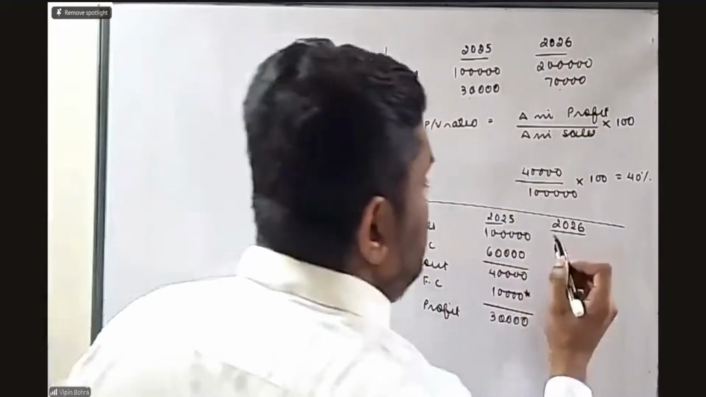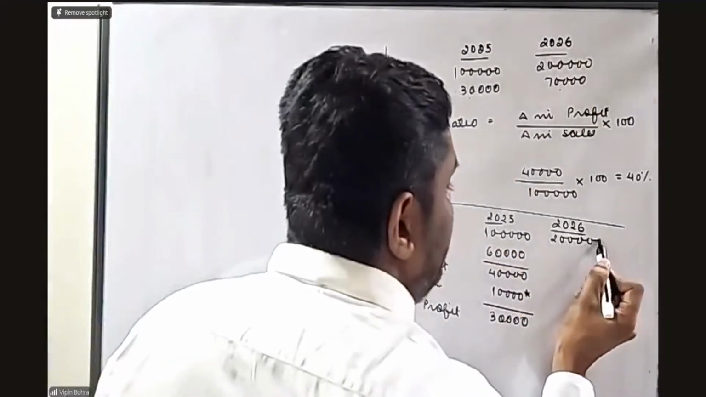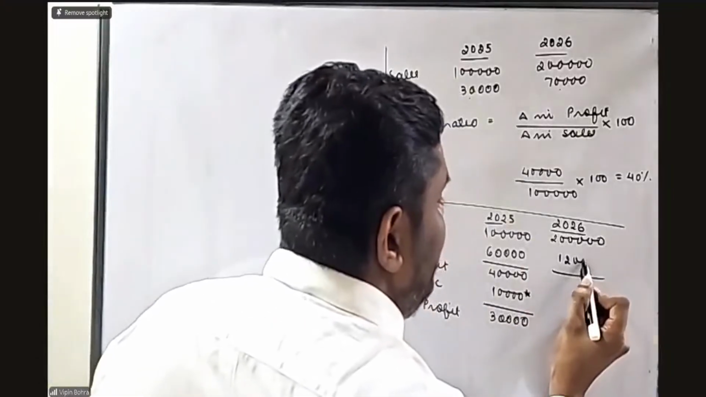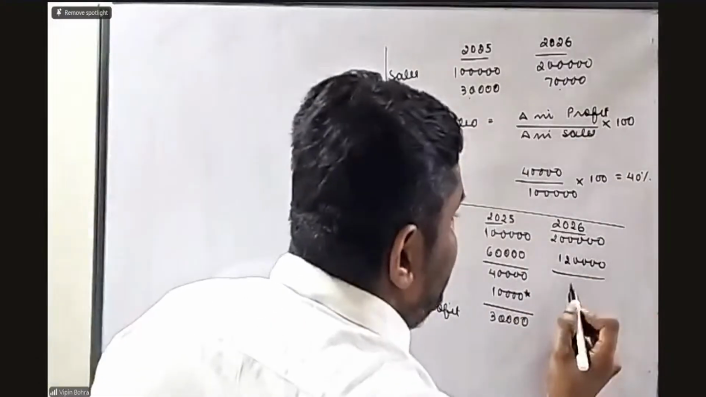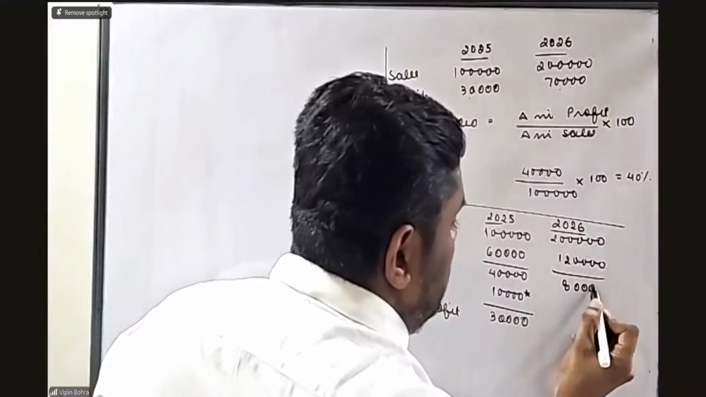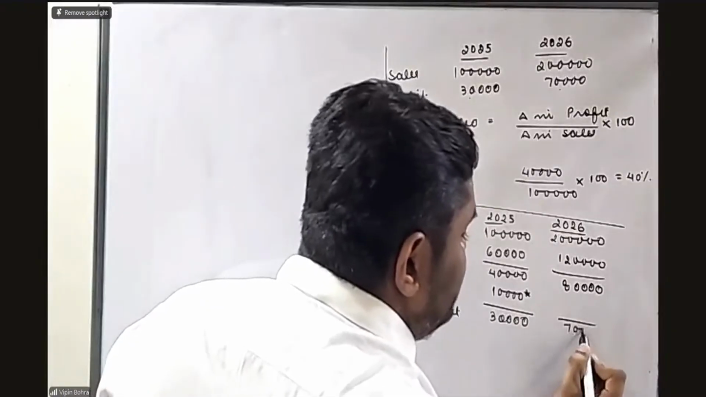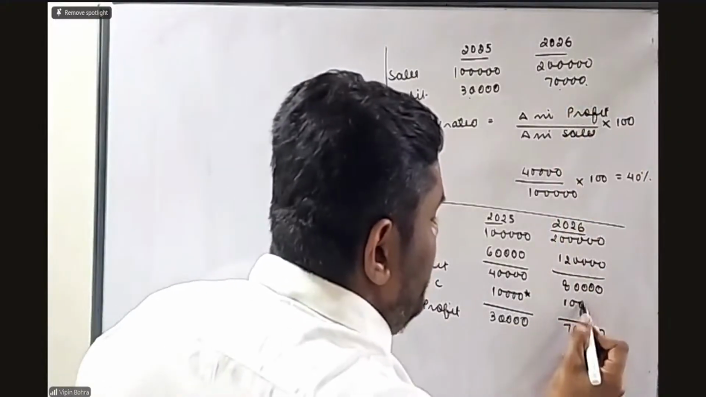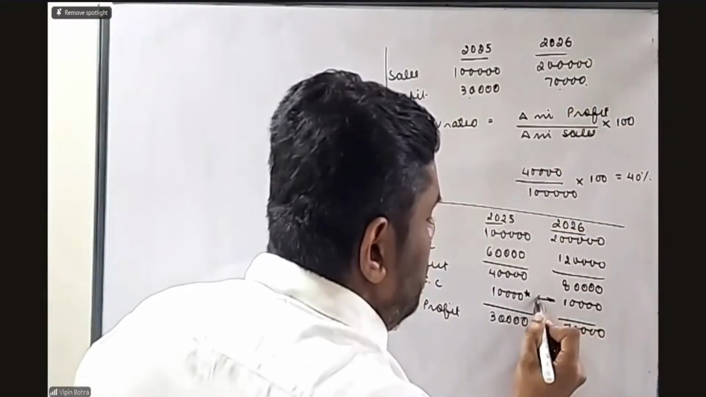So when talking about 2026, 2 lakh is my sales. 60% will be my variable cost and 40% will be my contribution. 70,000 is my profit. So again, 10,000 will be my fixed cost, that is the same.